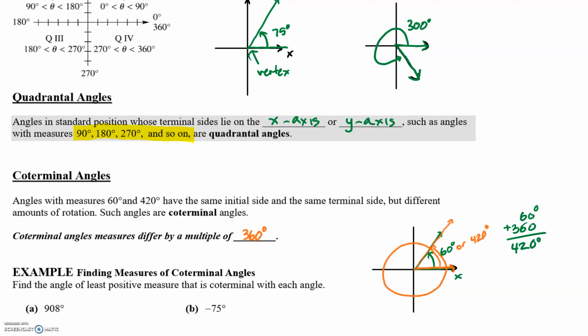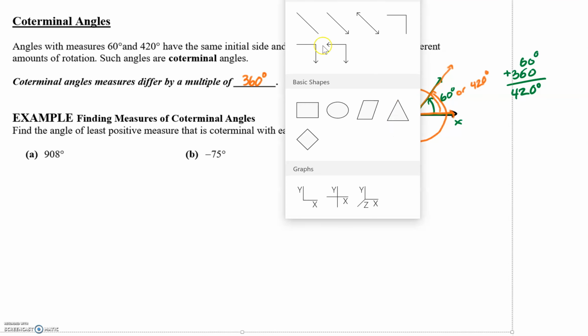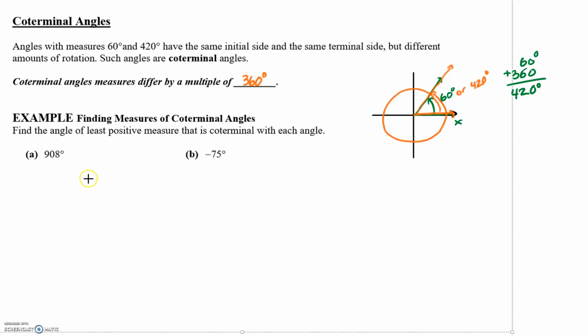So let's look at the following example. Find the measures of the coterminal angles. We're going to find the angle of least positive measure. So for instance, 908 is not the smallest angle that can be coterminal with the angle. So let me go ahead and get another axis so I can draw that. Let's make that in black.